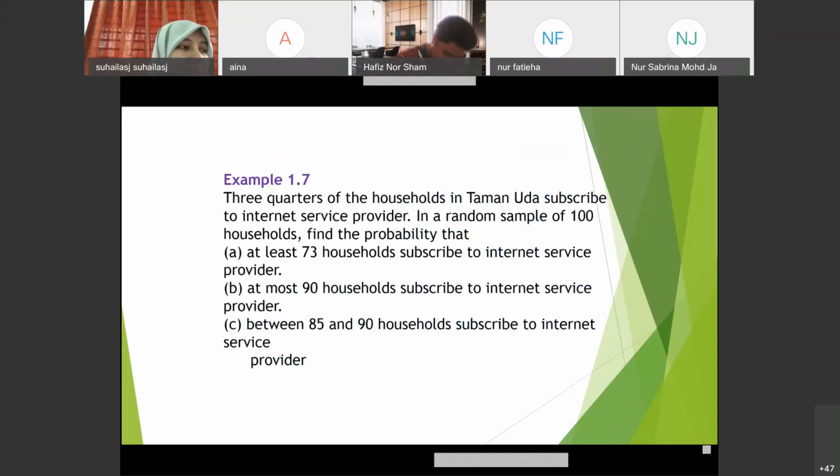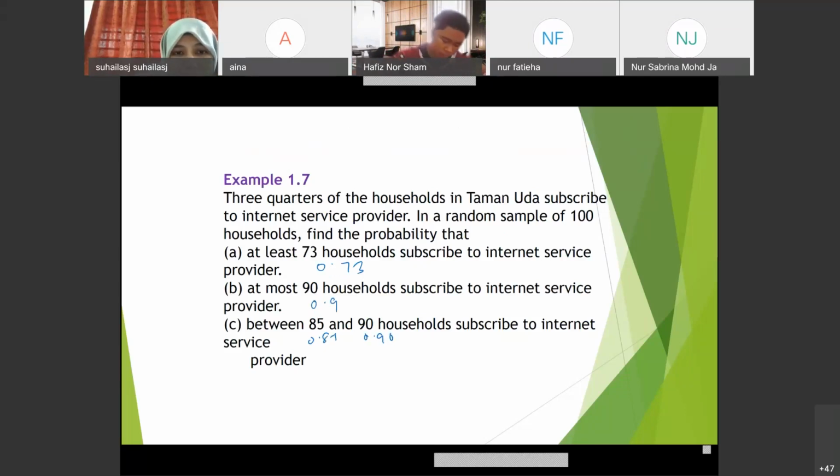So 3/4, that means 3/4, which is 0.75. We take a random sample of size 100, your n is 100, and you want to find the probability that at least 73 households subscribe to the internet service provider. This question doesn't give you a percentage, unlike the previous question. So you need to find your P, which is just X over n, 73 divided by 100, so this should be 0.73. For 90%, that is 0.9. So this one is 0.85 and also 0.9.